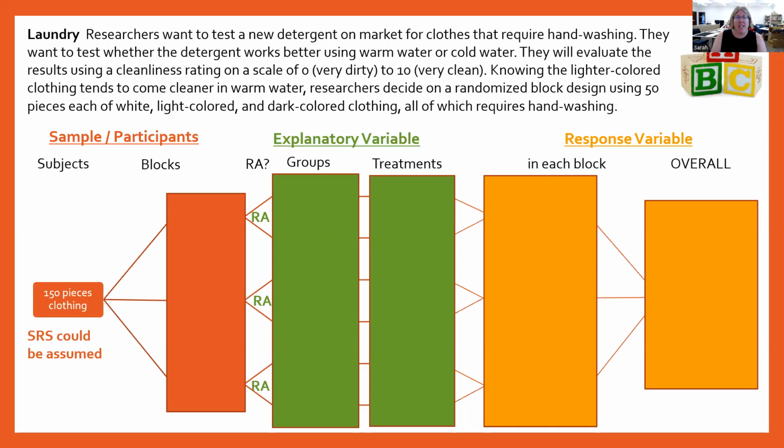They will evaluate the results using a cleanliness rating on a scale of 0, which is very dirty, to 10, which is very clean. Knowing that lighter clothing tends to come cleaner in warm water, researchers decide on a randomized block design using 50 pieces of white-colored, light-colored, and dark-colored clothing, all of which the label states requires hand washing. So we're going to try this detergent out on these various colors and with these various water types. So go ahead and pause the video and see how you do identifying those blocks and those factors, and then getting the diagram drawn.